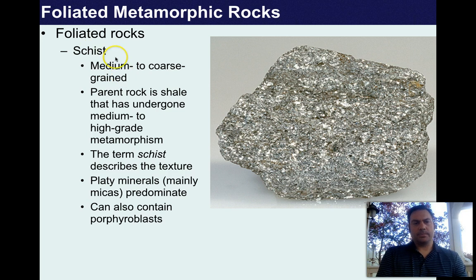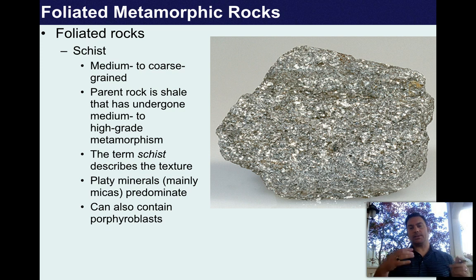Foliated rocks. Here we see schist. This is a muscovite schist, which is a relatively low-grade schist, but it's still a pretty neat schist nonetheless. Parent rock is shale, believe it or not. It doesn't look like shale anymore. That has undergone medium to high-grade metamorphism. The term schist describes the texture, right? The texture of it, not necessarily the minerals. Platy minerals, mainly micas, and I should say muscovite and biotite are the two main ones, predominate. And it can contain porphyroblasts.